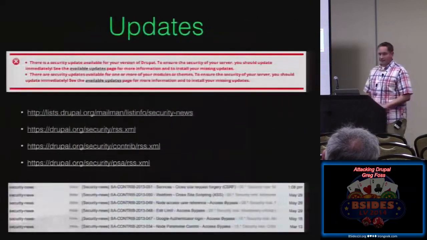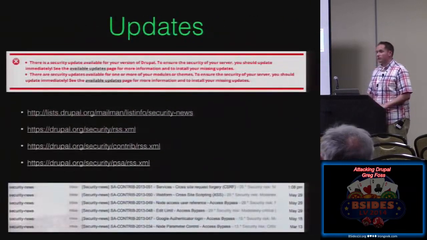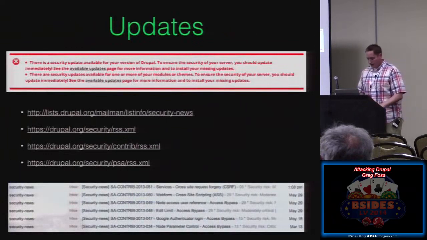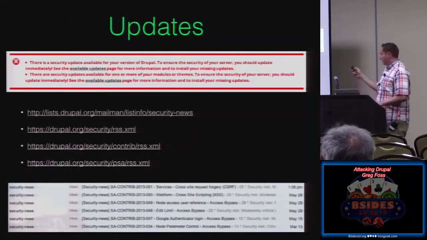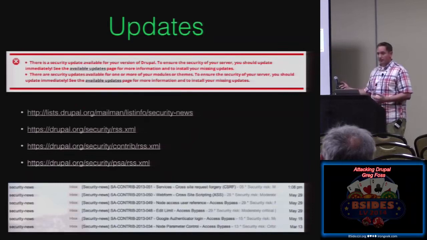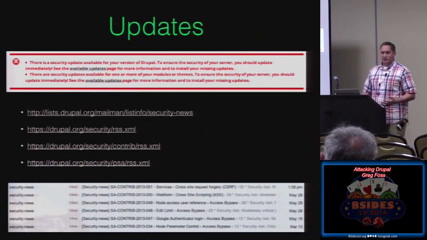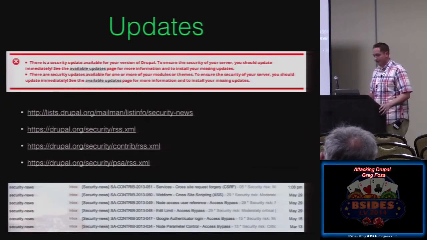Applying updates is another key thing that developers don't seem to like to do. In Drupal, whenever you have missing updates, it'll tell you on every single page that you have an update available. You get this big red warning banner. There are also RSS feeds, email lists, and all sorts of different ways to get notifications of updates. So there's really no excuse for missing out on major security updates.